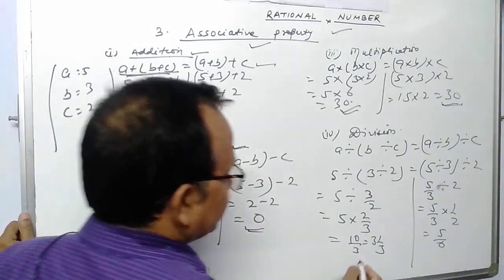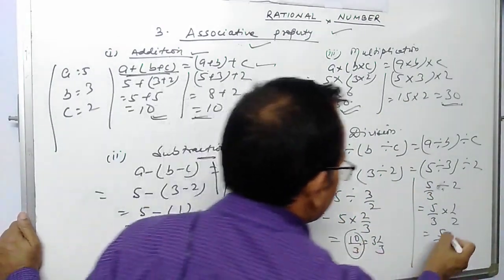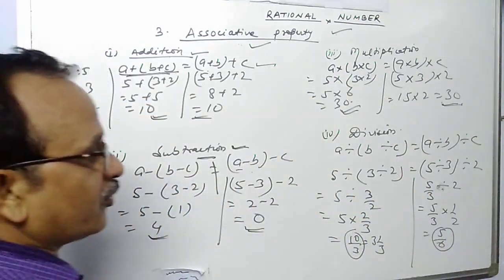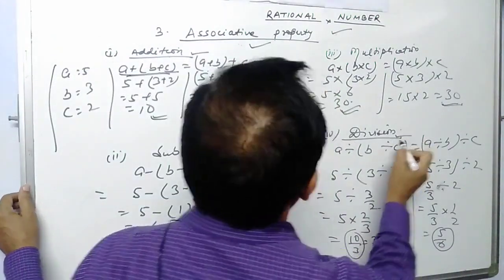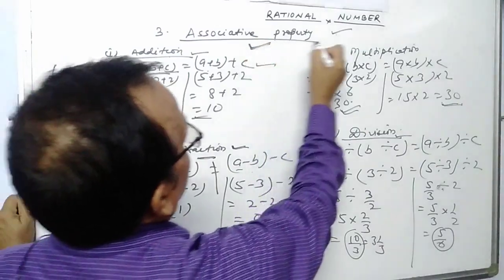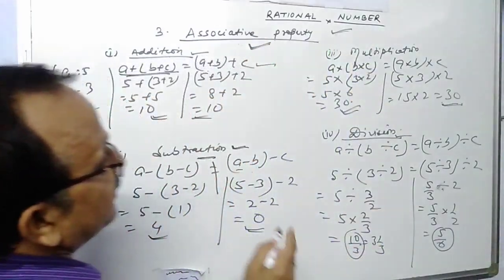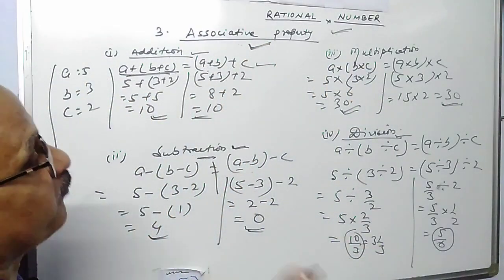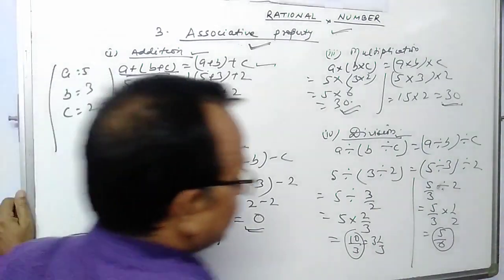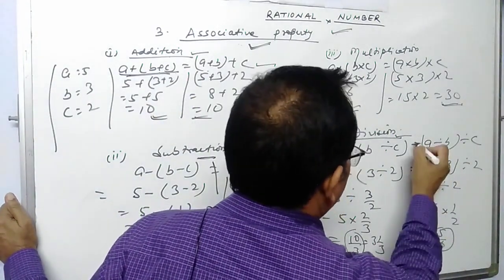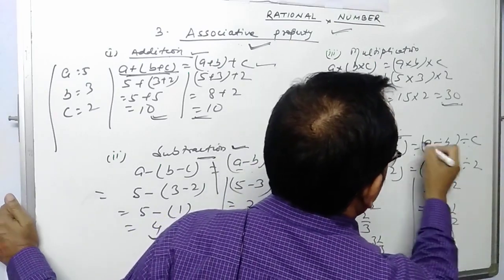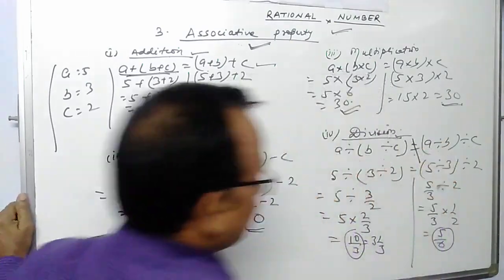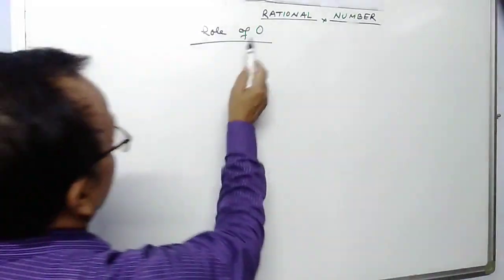Now you see, this is 10 by 3 and this is 5 by 6. Are both equal or not? Both are not equal. That is, division does not hold good for the associative property of rational numbers. Division is not associative for rational numbers. That is, a divided by (b divided by c) and (a divided by b) divided by c are not equal. Is it clear? Okay.